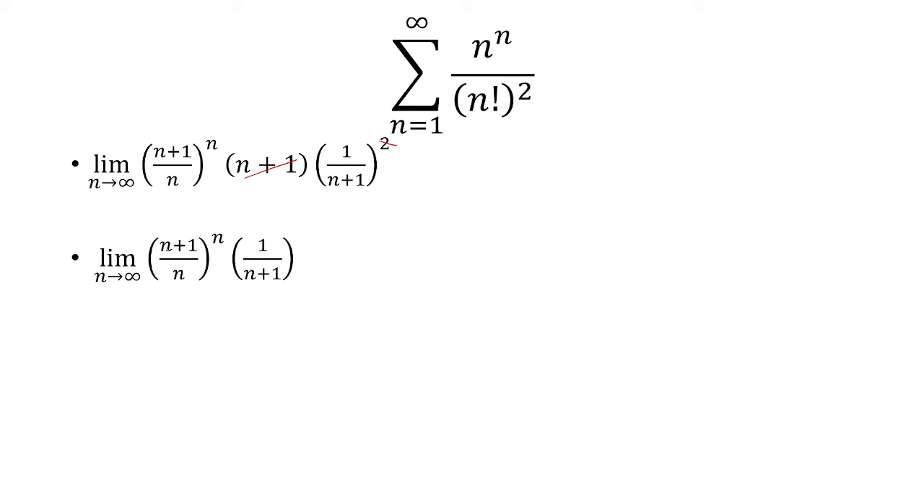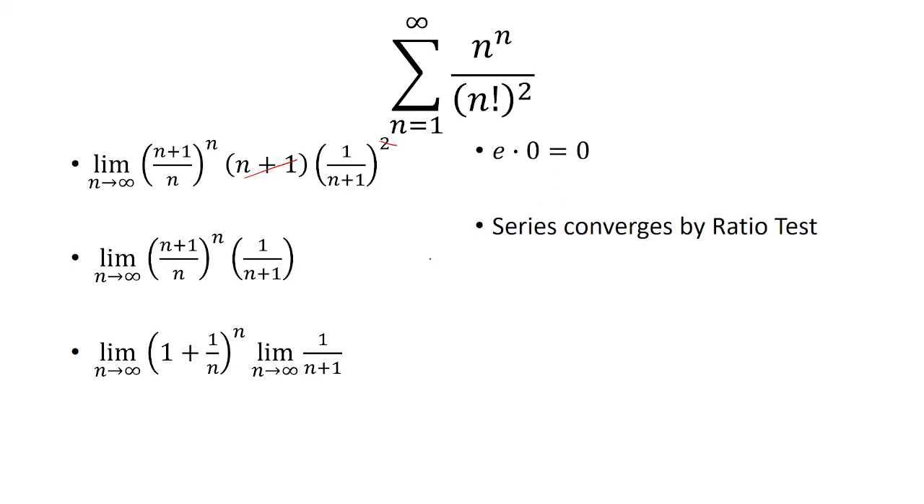And the next step, we can break up n plus 1 over n as just 1 plus 1 over n. And then we split this up into two separate limits, with 1 over n plus 1 being the second limit. The first limit is e. The second limit is 0. So e times 0 is 0. That means the series converges by the ratio test.